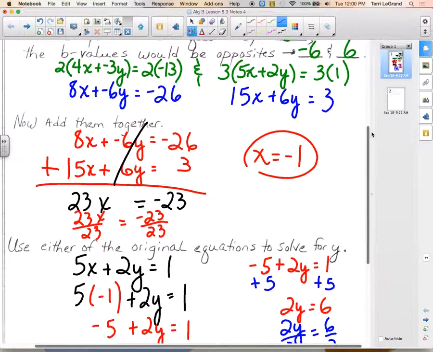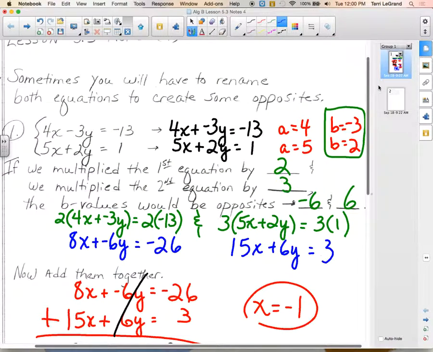Go back and check it in the other one. Go back and say, does it check out in that first equation? If I put -1 in here for x, and I put, did we get 3? Yes. 3 in for y, does it check? So what's 4 times -1? -4. And then I'm going to change that to add the opposite. What is -3 times +3? -9. Okay, so that's going to be plus a -9. And what's -4 plus -9? -13. It checks out because we get -13 on the other side.